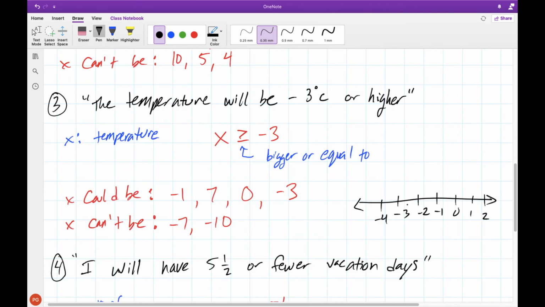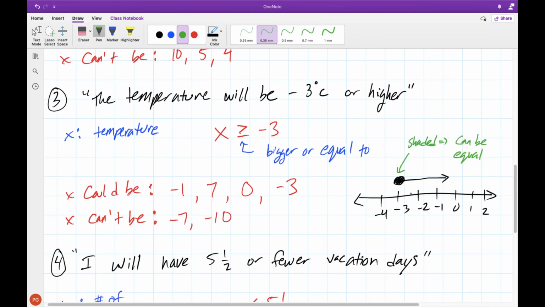Our important number in this example is -3, so again, we draw a circle above -3. It can be bigger than or equal to -3, so we draw an arrow to the right to show it can be bigger, and we color it in to show that it can be equal to -3. So this would be our answer if we were asked to graph it.